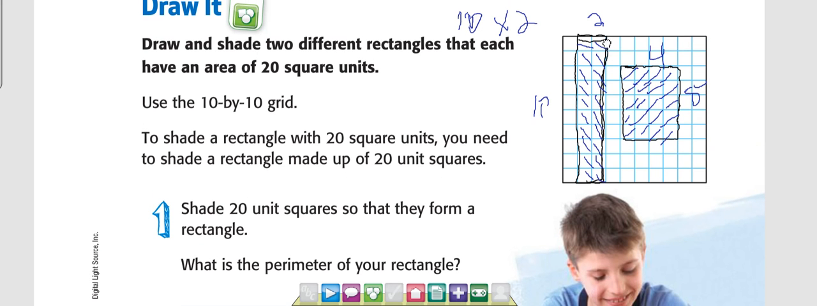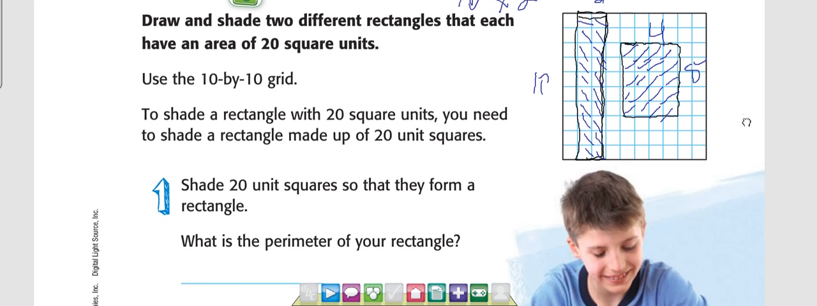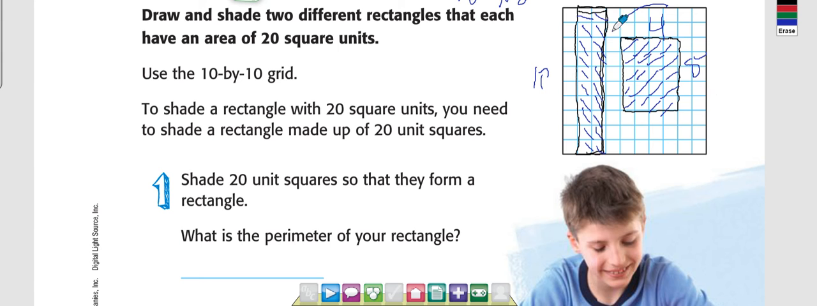Let's take this rectangle right here, the one that has 4 and 5. It says shade 20 square units so they form a rectangle. We did that already. What is the perimeter of your rectangle? So if I have 4, the length is 4 at the top. What's the length at the bottom? 4 as well. The length is 5 on the left side. What's on the right side? 5.